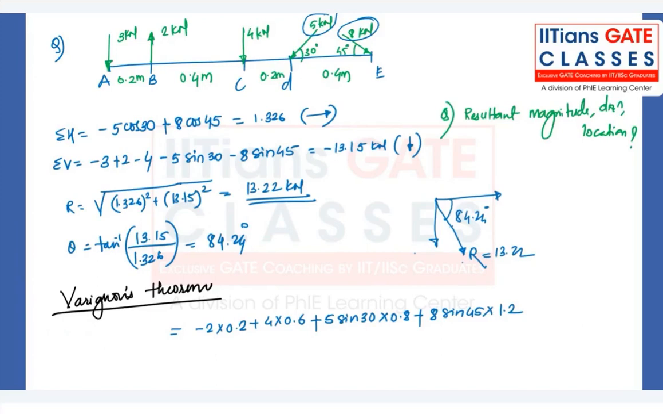The horizontal component of the resultant, of course, will not create any moment, so only the vertical component will create. And what is the vertical component? Minus, so it is downward, that is 13.15. And we don't know, let's say it is acting at a distance x from the point A. So if you solve this equation for x, you will end up with a certain number, and that is 0.82.